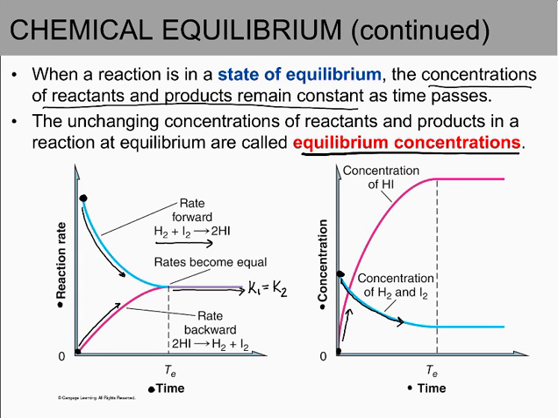So that's this point, this dashed line. So this has leveled out the concentrations of reactants and products, and that's when we've reached equilibrium. So those concentrations are no longer changing.